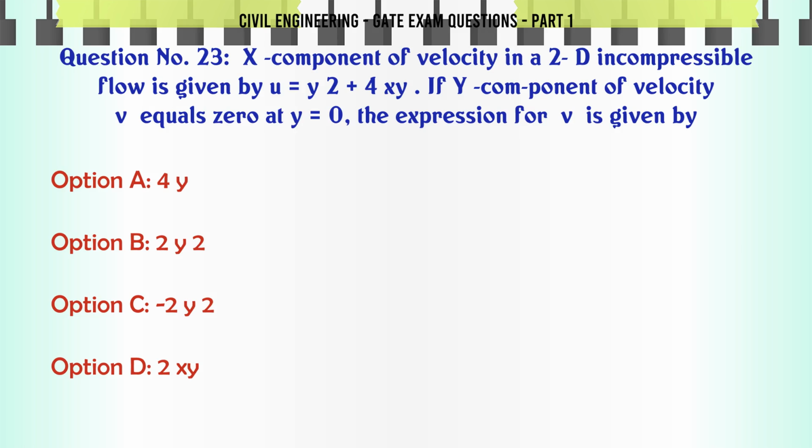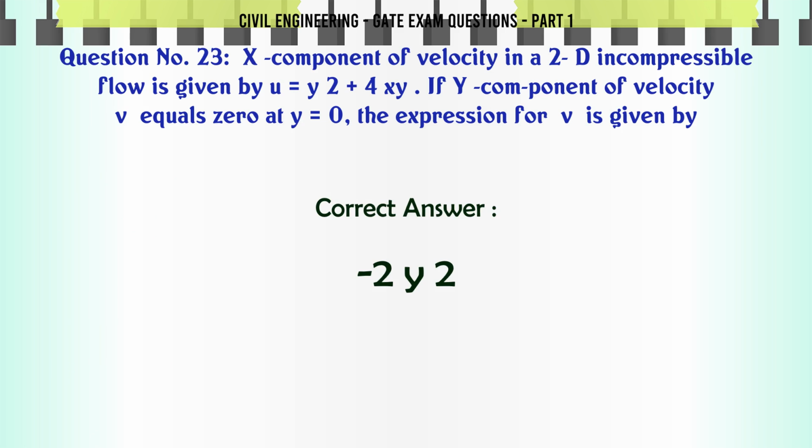The x component of velocity in a 2D incompressible flow is given by u = y² + 4xy. If the y component of velocity v = 0 at y = 0, the expression for v is given by: A. 4y, B. 2y², C. y², D. xy. The correct answer is 2y².